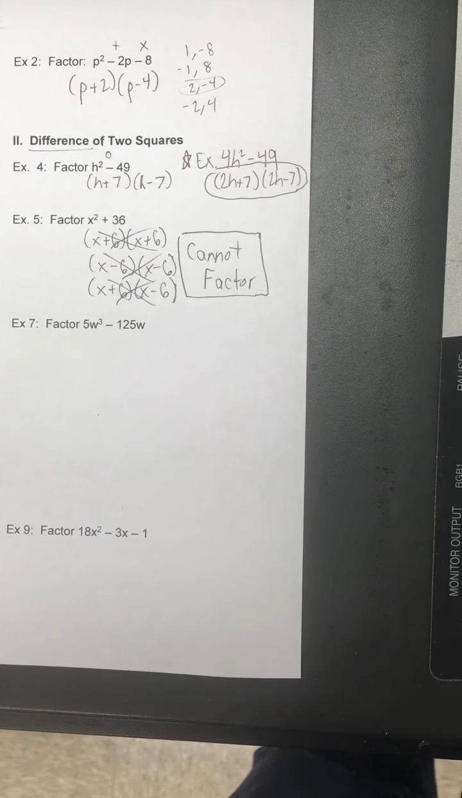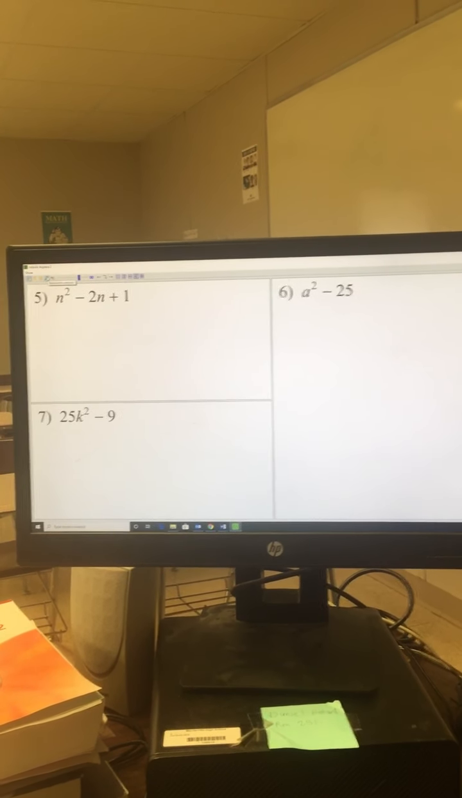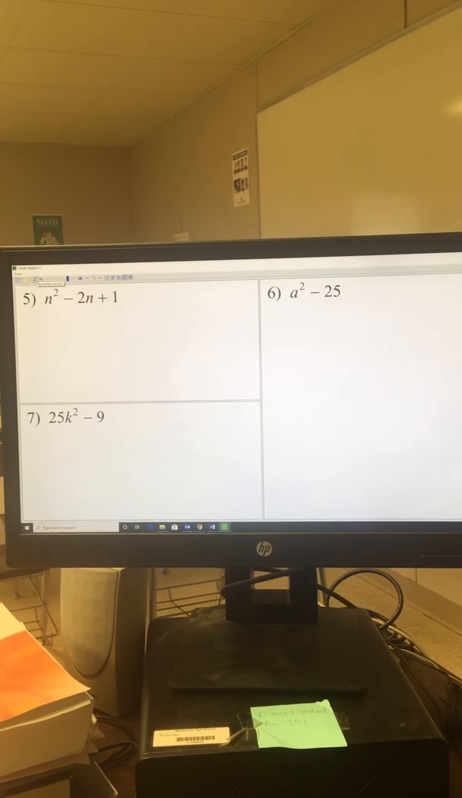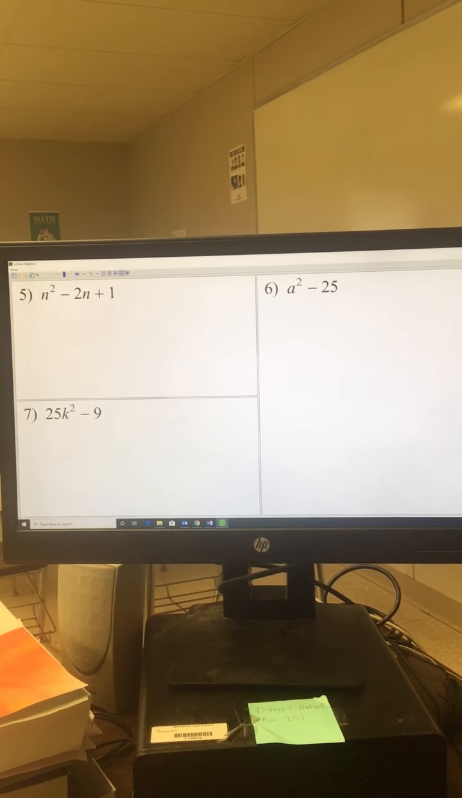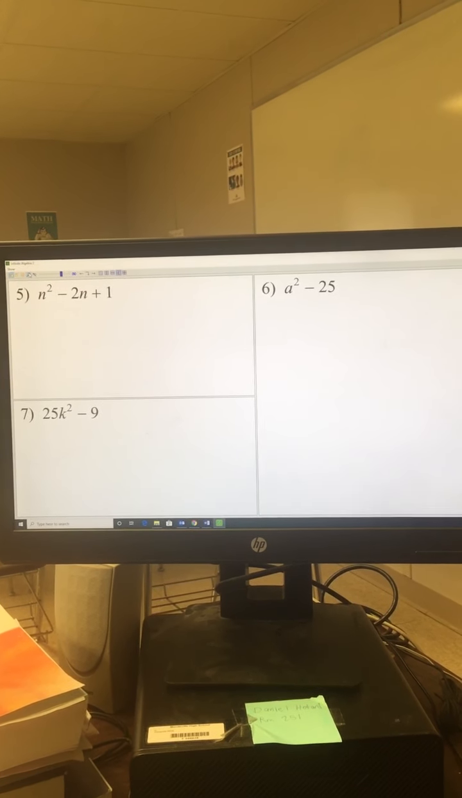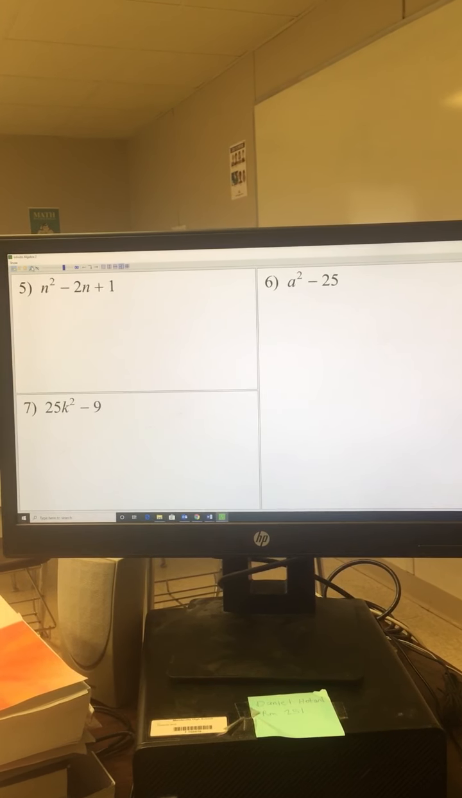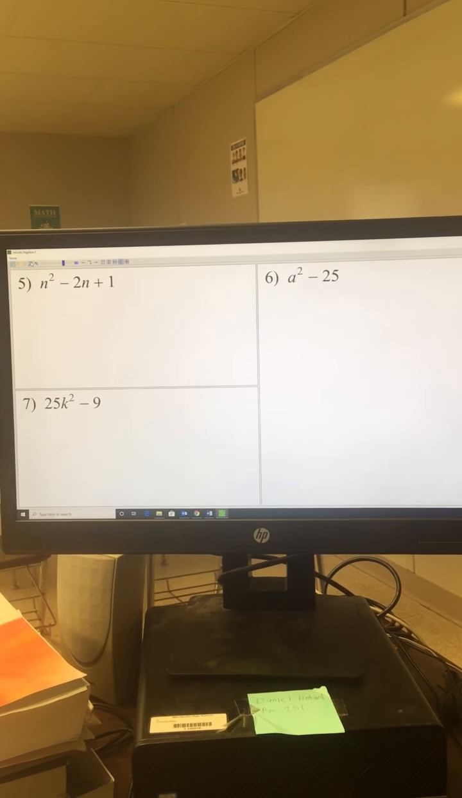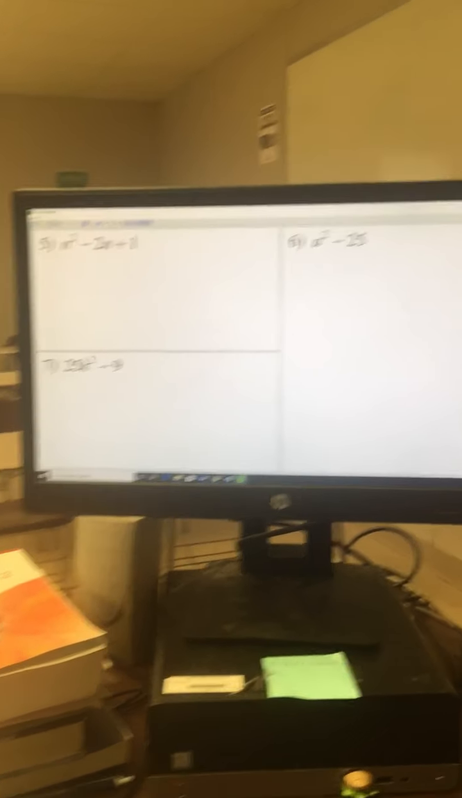So now let's try a couple more on your own. So back on your loose leaf paper, I want you to try these three problems out. n squared minus 2n plus 1, a squared minus 25, 25k squared minus 9. Just factor these on loose leaf paper. Pause the video and try it now. Did you do them? I hope so. Let's see if you got them right.